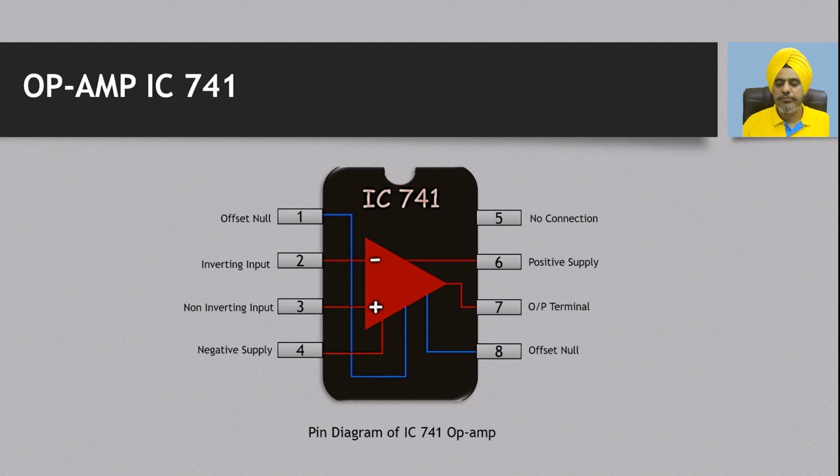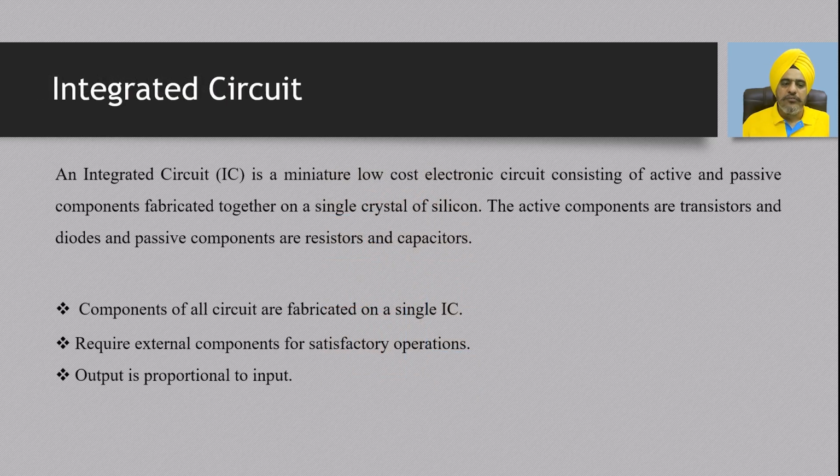This is the DIP package, dual inline package, of IC741. Now what is an IC? An IC is a miniature, low-cost electronic circuit which has active and passive components fabricated on a single crystal of silicon. The active components are transistors and diodes, and the passive components are resistances and capacitances.